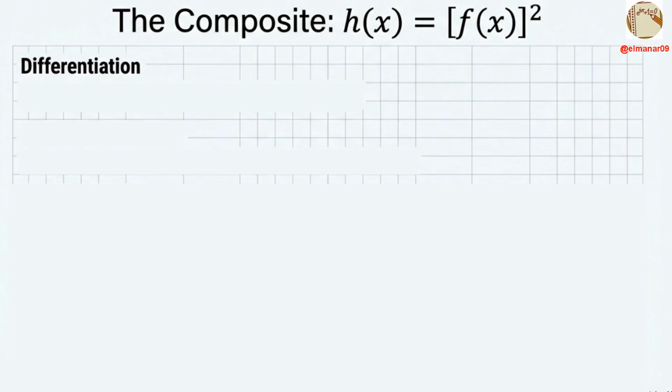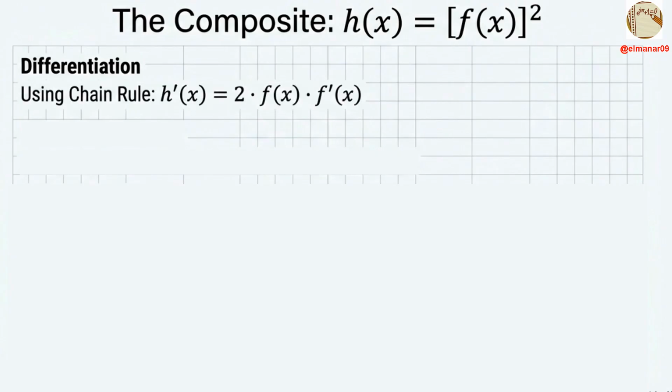First off, let's talk differentiation. How do we find the slope of this bad boy? We use the chain rule. Forget about the noise. Just look at the formula. H prime of x equals 2 times f of x times f prime of x. See that? The power comes down, you keep the function, and then this is the secret sauce. You multiply by the derivative of the inside.